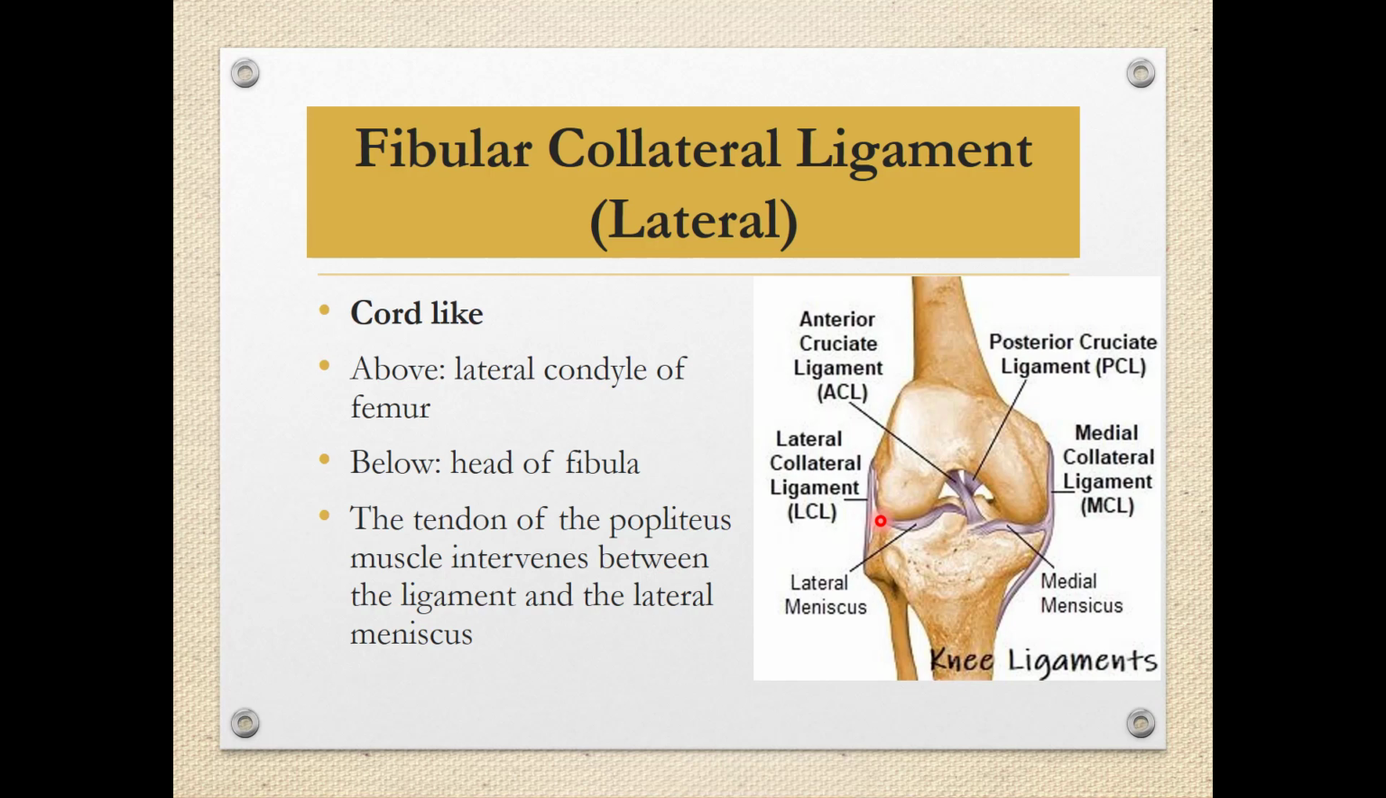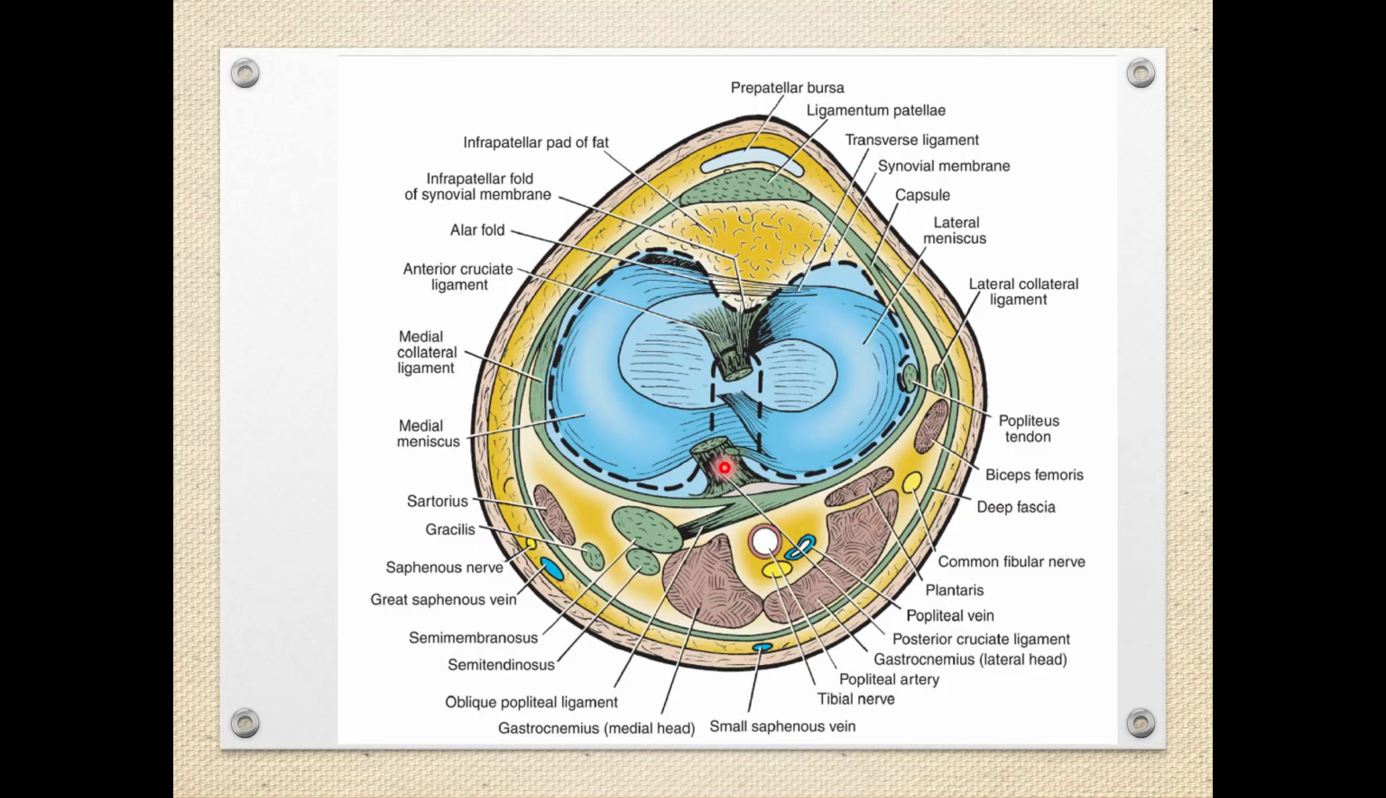See here in this diagram, the popliteus muscle is very clear between the lateral collateral ligament and the lateral meniscus. This is the lateral meniscus and this is the lateral collateral ligament. And between the two structures, there is the popliteus muscle. But on the medial side, the medial collateral ligament is firmly attached to the medial meniscus. There is no gap between the two structures.